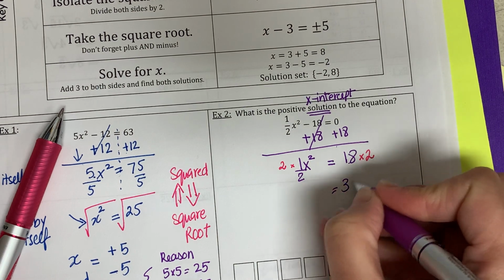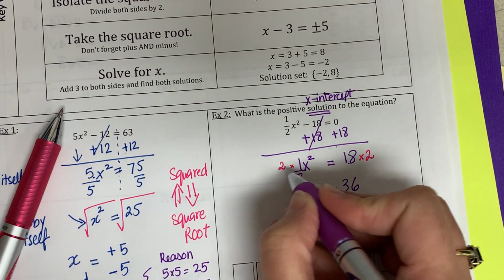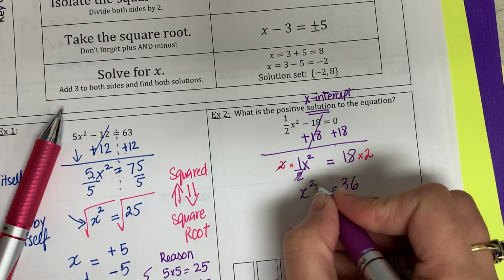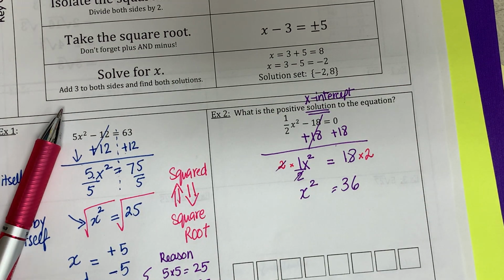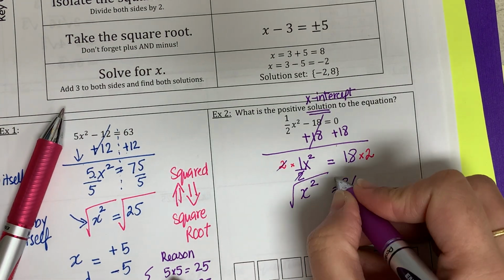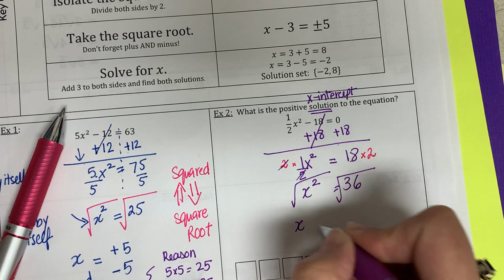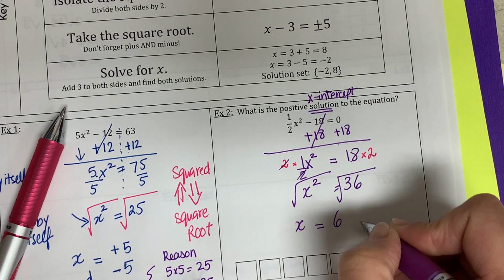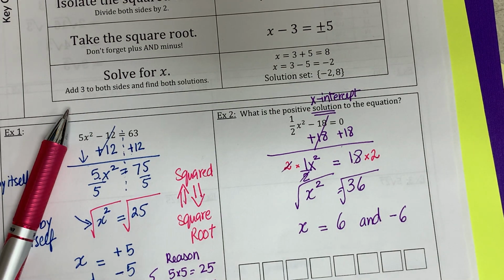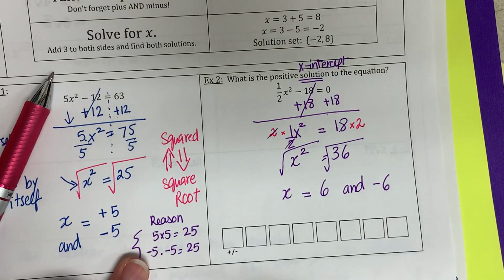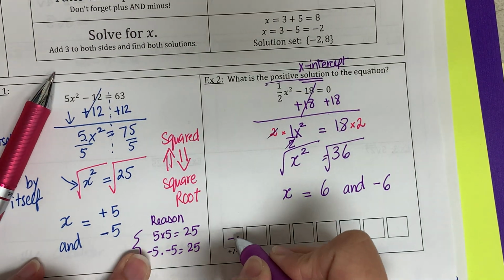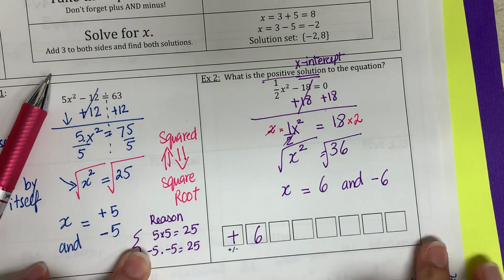18 times 2 is 36, and 2 divided by 2 again is 1. So it is canceled out. You're left with x squared. And I need the x value, so it's x squared, so I have to do the square root. And the x value is positive 6 and negative 6. They are asking specifically for the positive solution, not negative. So it would be plus 6. Leave everything else alone.